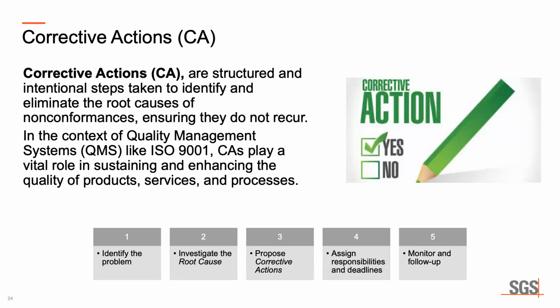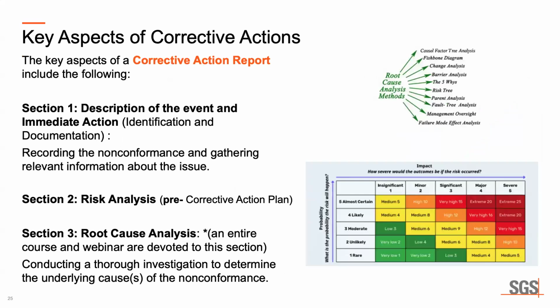If we look at what I have written on the bottom, we've got steps 1 through 5. Very briefly, as a guide, we want to identify the problem, investigate the root cause, propose corrective actions, assign responsibilities and deadlines, and then finally monitor and do follow-up. That would be like an effectiveness check, if you will.